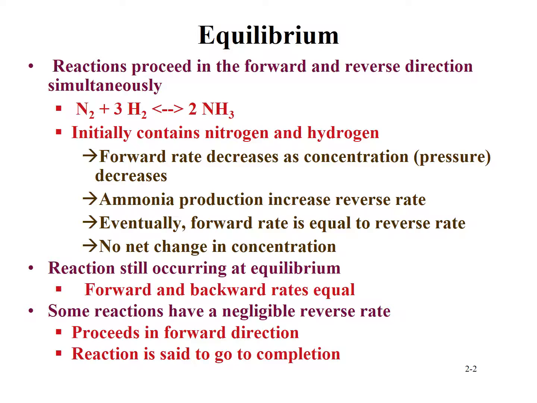At equilibrium, the forward and reverse direction reactions occur simultaneously and they're at the same rate. So reactions are still occurring, but the overall concentrations remain constant. As an example here, we have the formation of ammonia from the constituent gases. There's no net change in concentration at equilibrium, but reactions can be occurring. Some reactions can occur in a forward direction where there's a negligible reverse rate. These are often called reactions that go to completion.